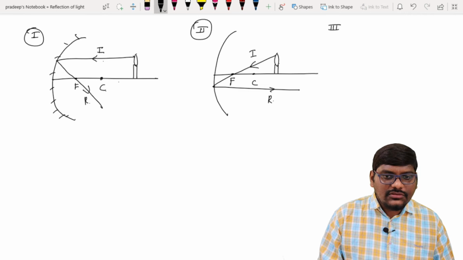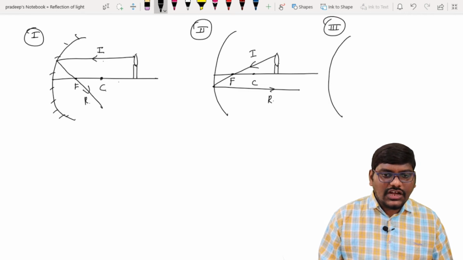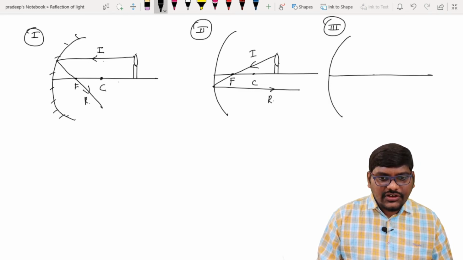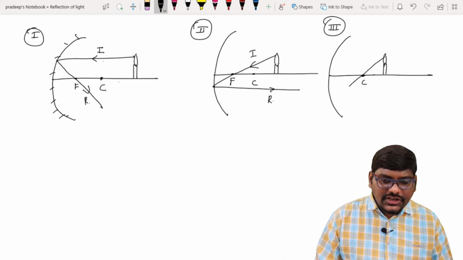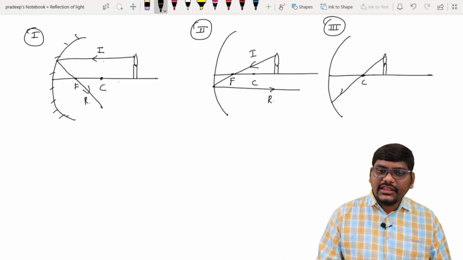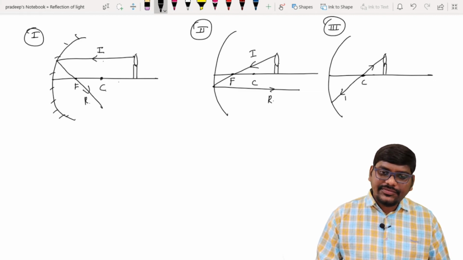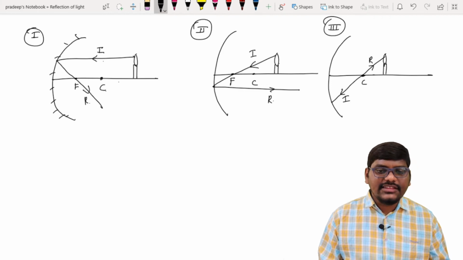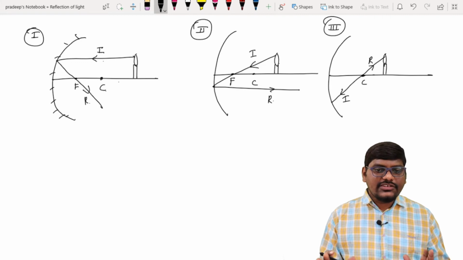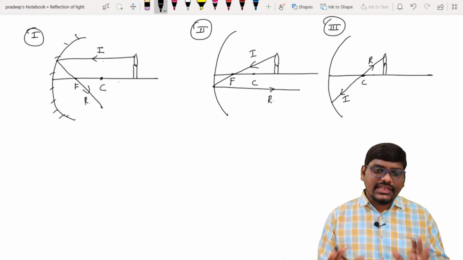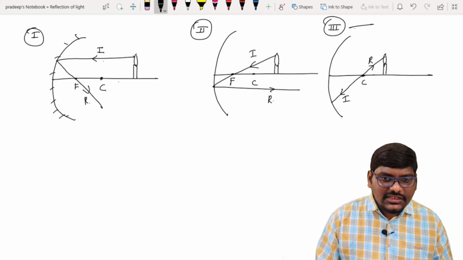So let's see the third rule. So third rule is, suppose this is center of curvature. See, alright, and this is the candle light. If the ray is passing through the center of curvature, that is incident, and that comes back through the same center of curvature. So the incidence and the reflection is happening in the same path. So as it is happening, the incidence and reflection is happening in the same path. So this is the third rule.